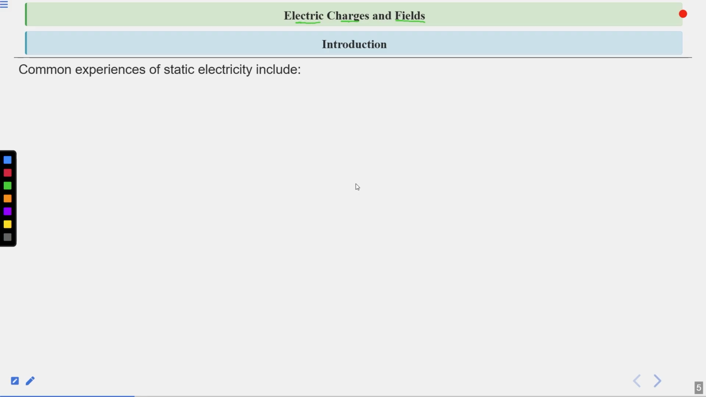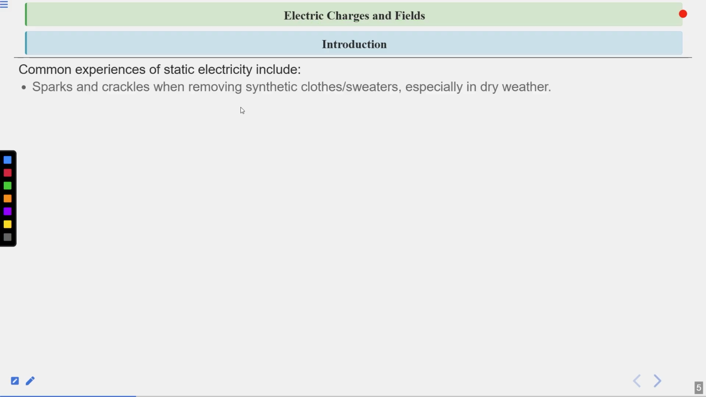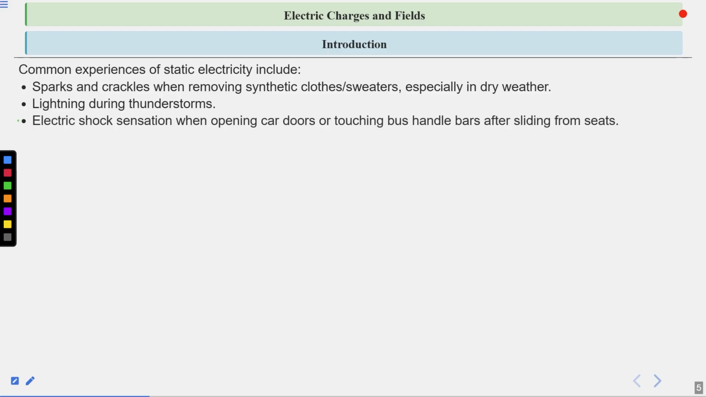Some common experiences of static electricity include sparks and crackle sound when removing synthetic clothes or sweaters, specifically in dry weather. In dry weather, when you remove synthetic clothes or sweaters, you hear sparks or crackles. This phenomenon happens due to charge. Another is lightning during thunderstorms. Another is the electric shock sensation when opening car doors or touching bus handle bars after sliding from seats.